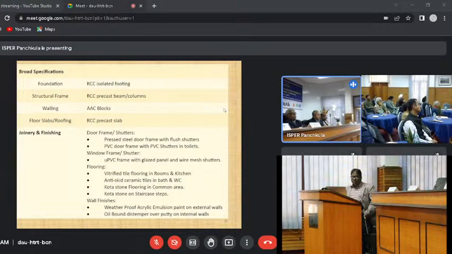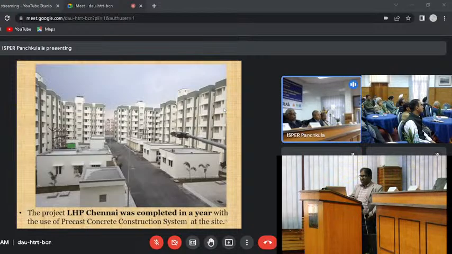These are the basic specifications regarding the foundation, structure frame, walling, and floor slabs, and how things are happening there. The lighthouse project in Chennai was completed in a year with the use of precast concrete structure on the site. Within a year the project was completed. That is the beauty of the technology.